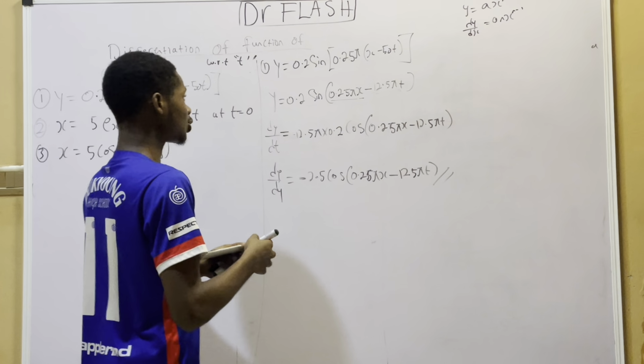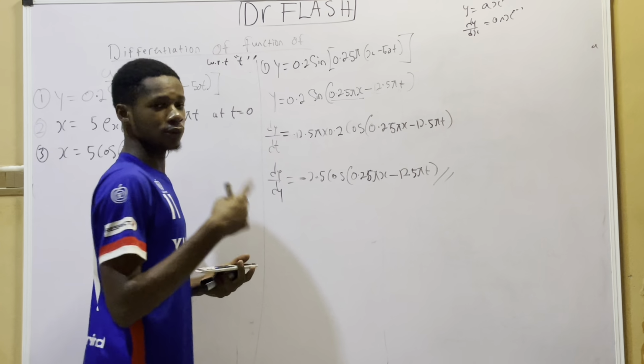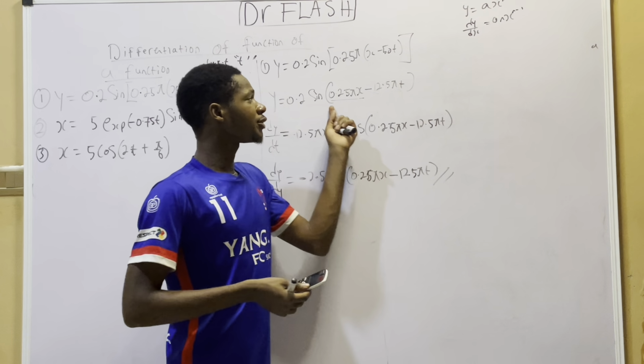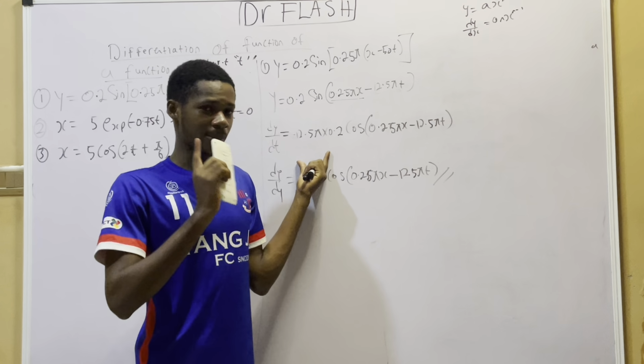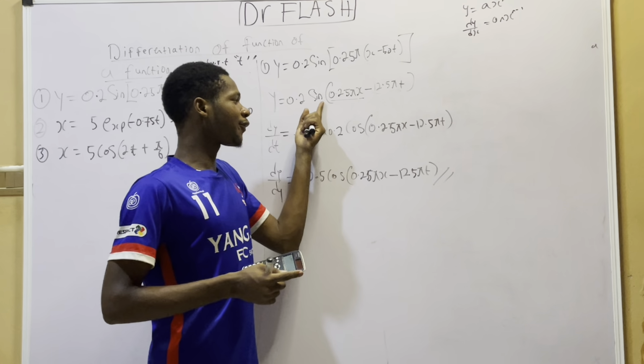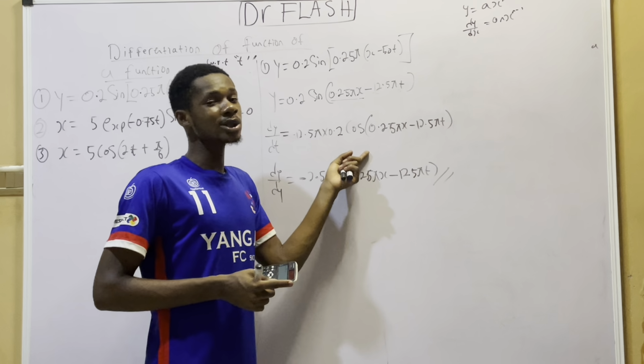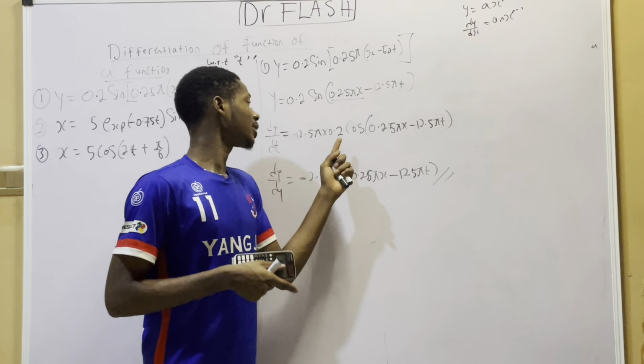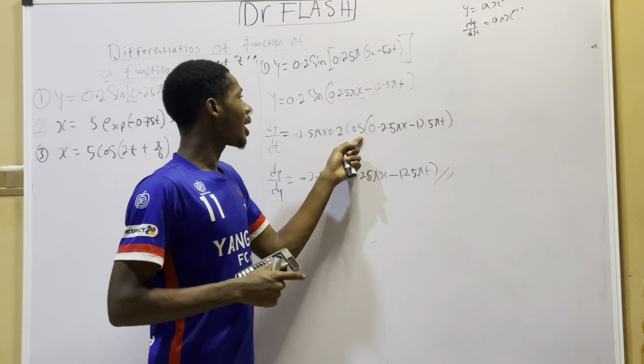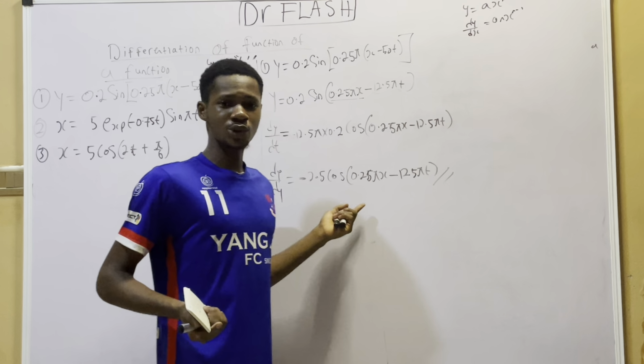We are done with differentiating, so it's quite easy. All we have to do is follow the two steps. First things first, differentiate what is in the bracket, write it out, that's step 1. Step 2, differentiate the trig function. When you differentiate sine, you get cosine. When you differentiate cosine, you get minus sine. You write it out as well, and then write out the function. So it's as easy as that.